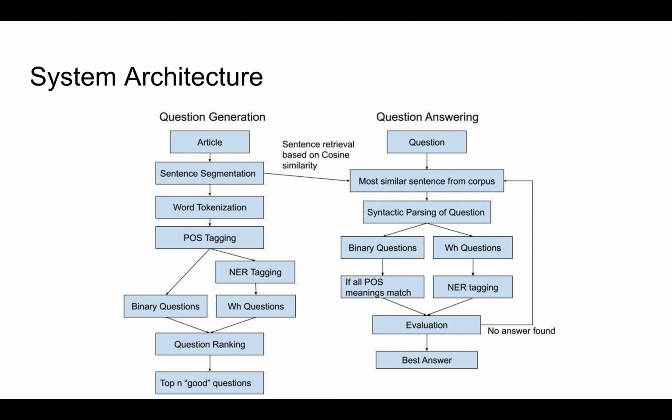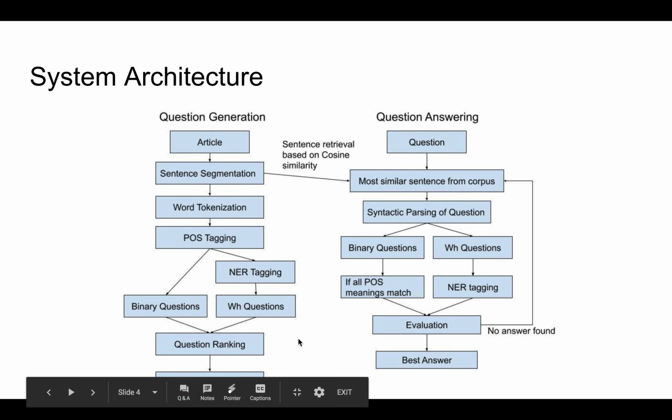So on the left-hand side is our question generating system. We're taking a Wikipedia article and an integer n, which is the number of questions we want to generate. We first apply sentence segmentation, word tokenization, and POS tagging on the article, and then feed in the sentences to binary question generation and WH question generation. For WH questions, we also have the NER tagging, which helps us determine the type of WH question we want to generate.